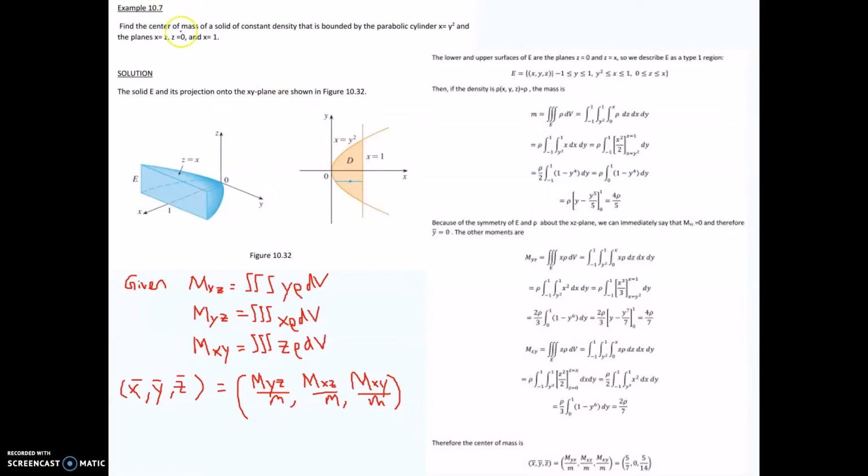In this example, we are going to find the center of mass of this solid with the constant density that is bounded by the parabolic cylinder x equal to y squared. So this is the function where x is equal to y squared, and the plane x equal to z, which is this curve, z equal to 0, which is the xy plane here, x equal to 1, which is this plane. The formula of the center of mass is given by this formula, where the moment can be obtained here.